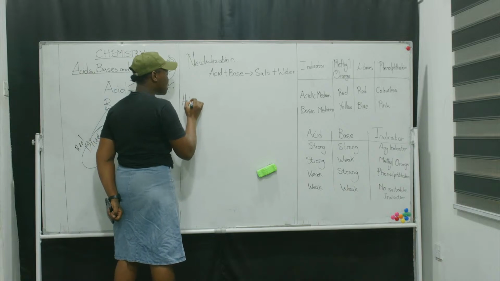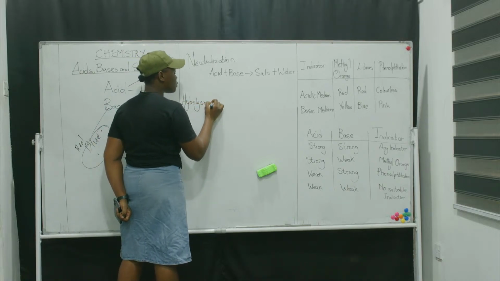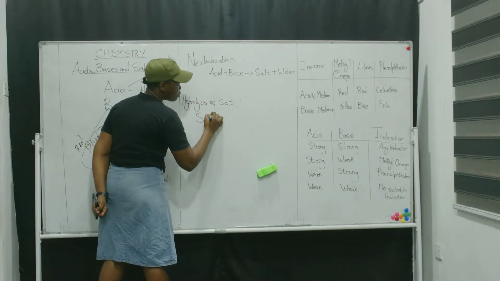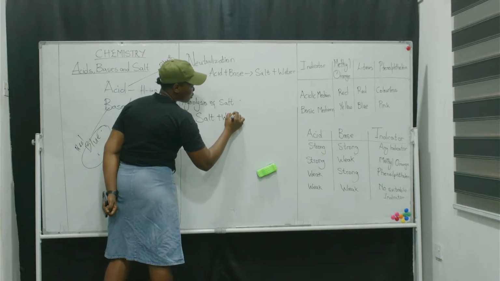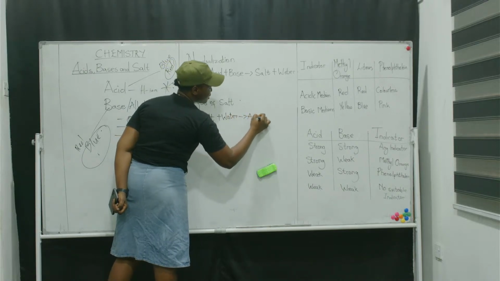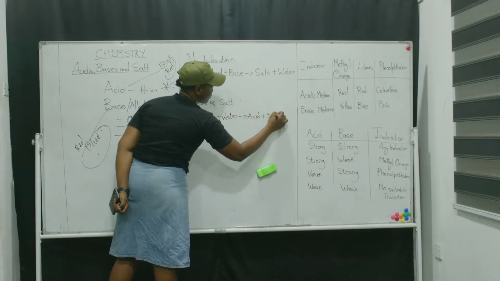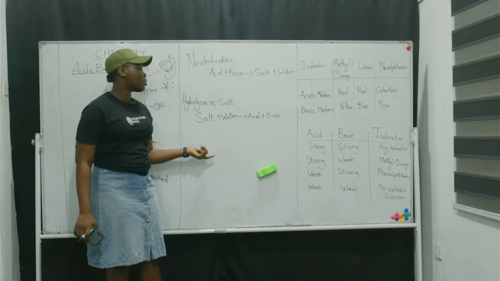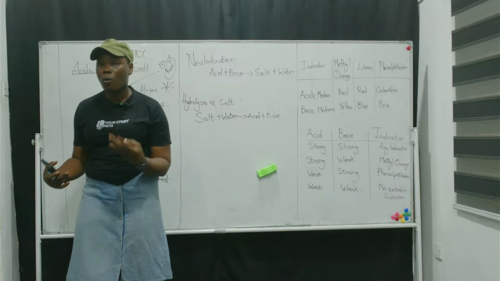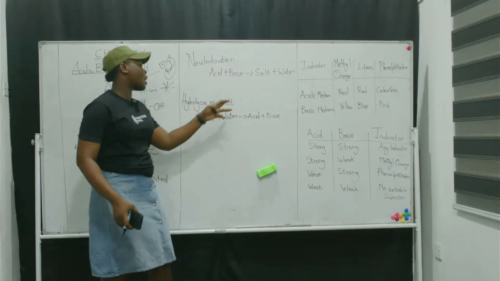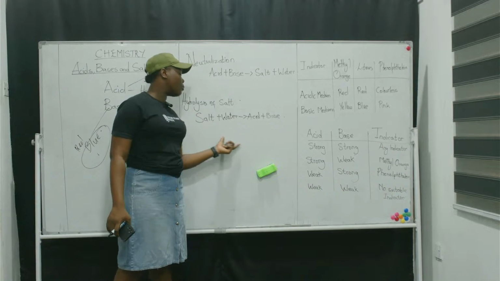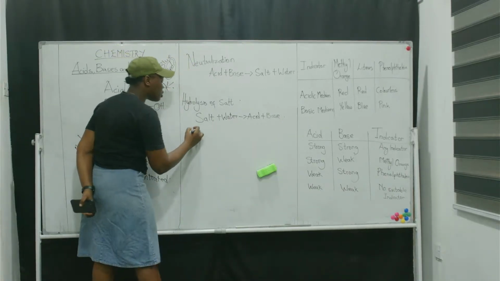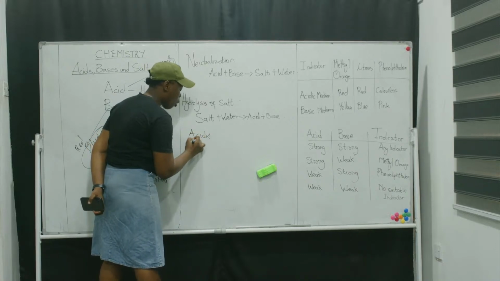Whereas hydrolysis of salt is the inverse of neutralization reaction. It is salt plus water to give acid and base, right? So for neutralization reaction, the reactants are acid and base. For hydrolysis of salts, from the word hydrolysis, you know we are talking about water reaction. Hydrolysis, water, salts, it is easily relatable. It is the reaction of salt and water to give acid and base. And I made mention it can either be acidic or basic.